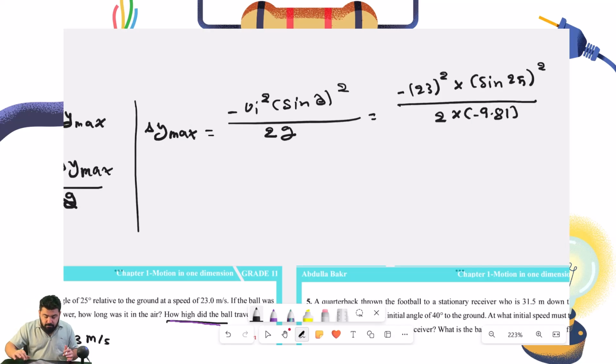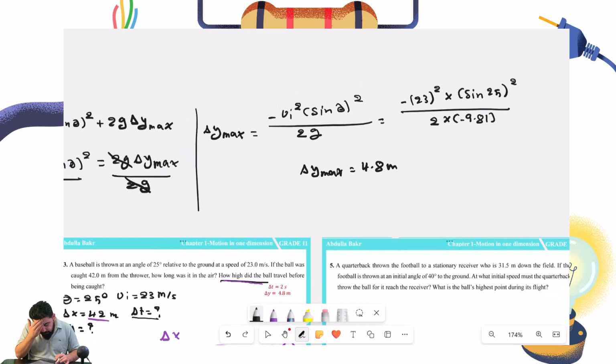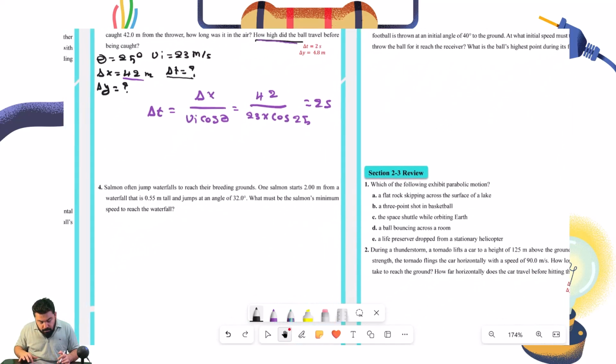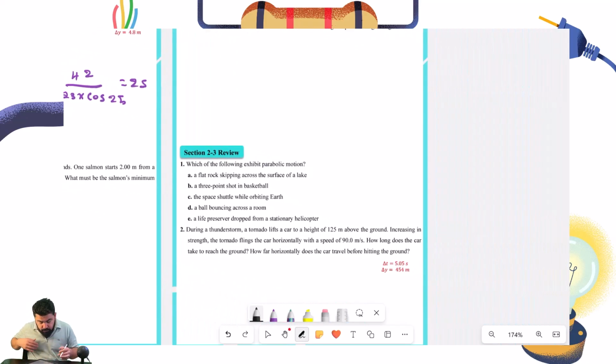So if you calculate this, you're gonna get 4.8. So delta y max was equal to 4.8 meters, or negative, if you want to be specific, but because the two negatives cancel here, it's going to be 4.8 meters. So this is the maximum height. Now, question 4 and 5, these are for you too. So I'm going to move on to section review.